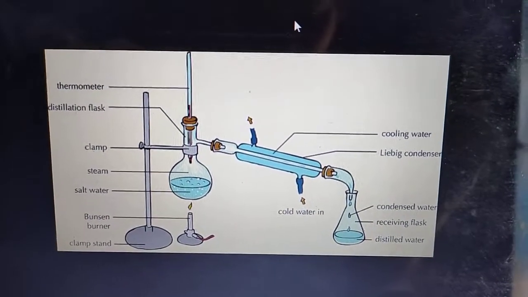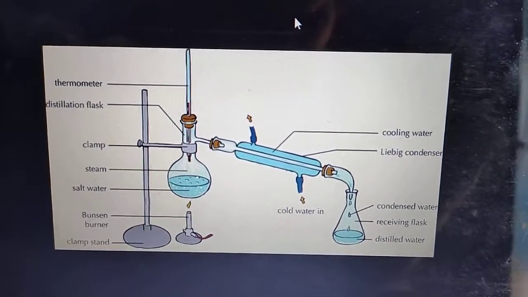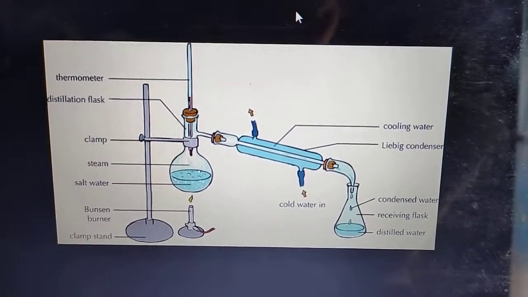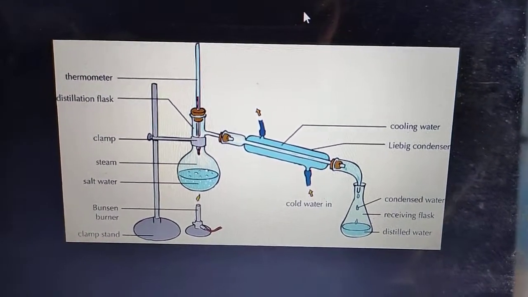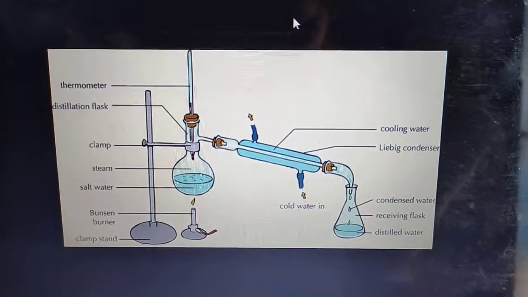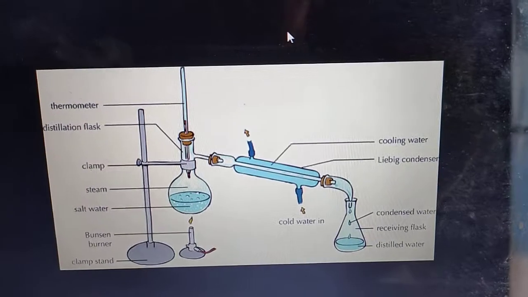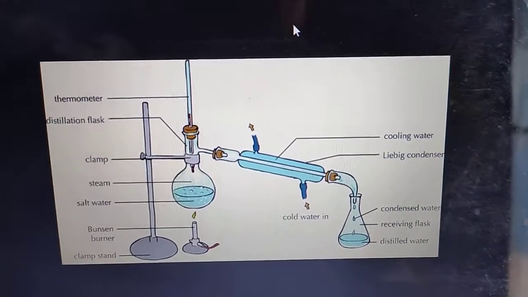Now the solid, what is it? Common salt is left behind in the distillation flask. In this way, a mixture of a non-volatile but soluble solid and a liquid is separated. This is the whole process of distillation.